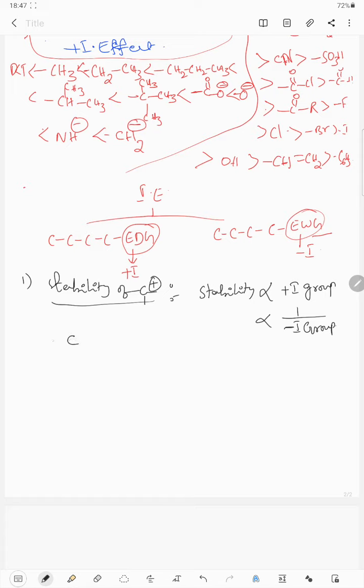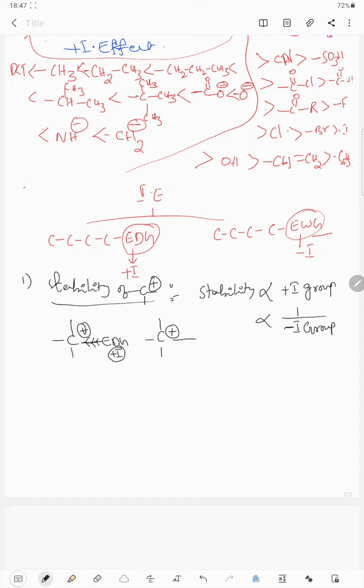Look here. Here I am taking a carbocation, and here also I am taking a carbocation. If the carbocation is attached to an electron donating group, that is a plus I group, see, a plus I group is attached to the carbocation. What will happen? The electron donating group donates its sigma bonding electrons towards the carbocation, then the carbocation will be neutralized. So that's why the stability of carbocation increases with plus I groups.